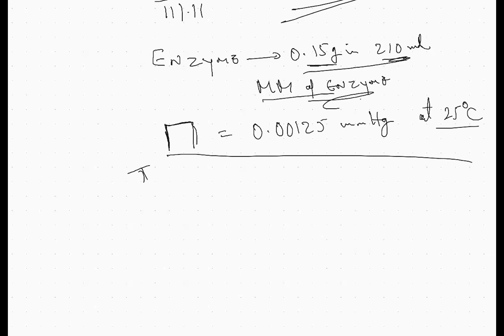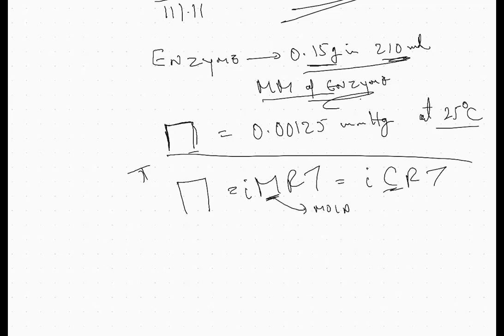Because we have osmotic pressure, let us write the equation: osmotic pressure is iMRT, or sometimes iCRT, where C stands for concentration. What I'm writing as M is actually molarity, the same as concentration. And i is the Van't Hoff factor, how many ions it will break down into. Here the enzyme doesn't break down, so i is 1.